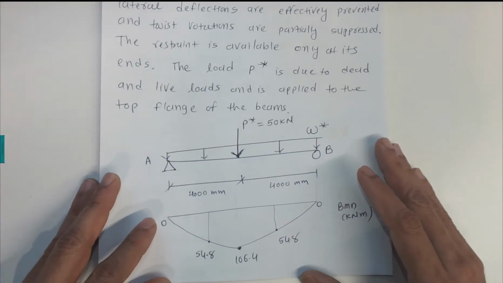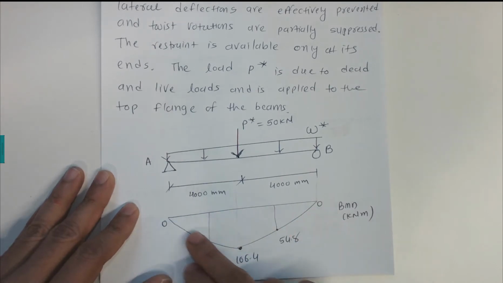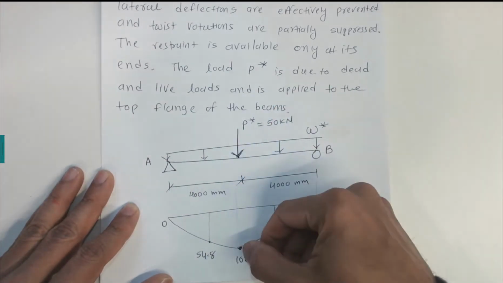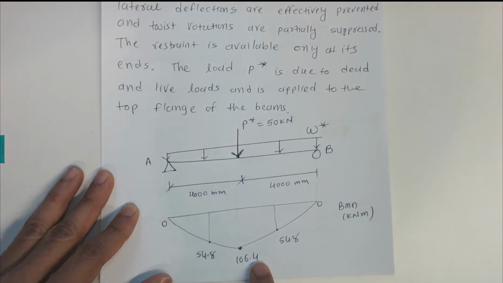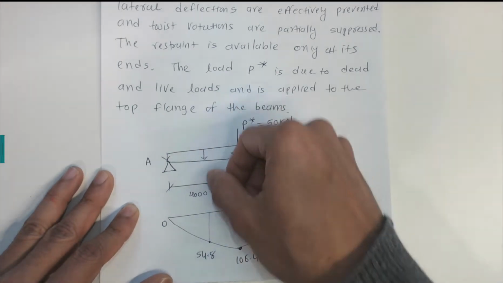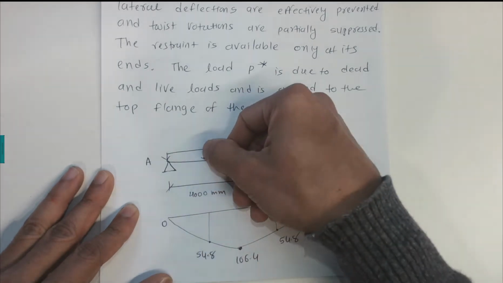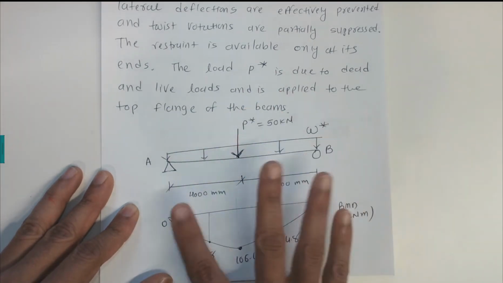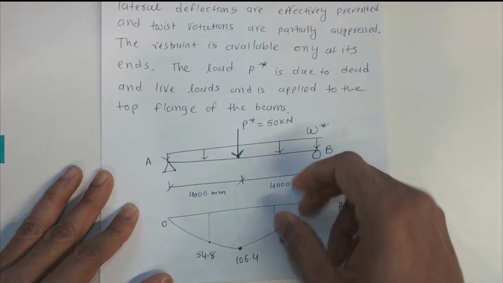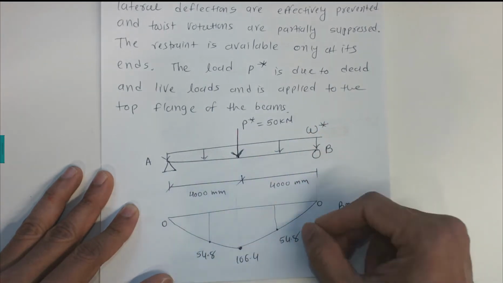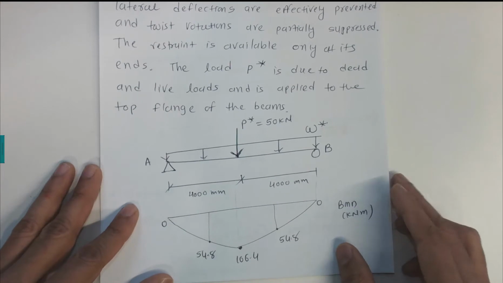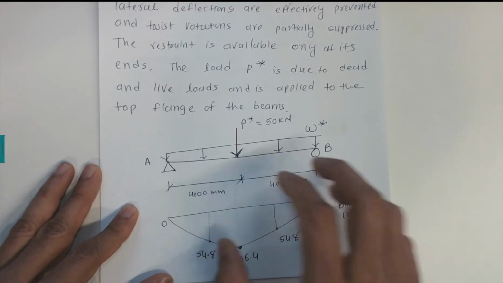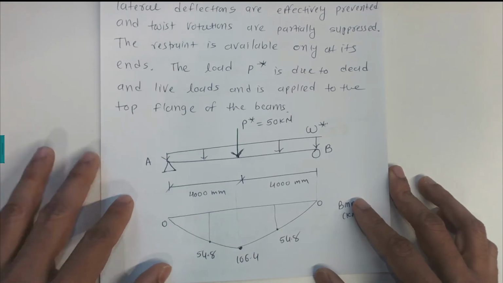Now in this example, the structural analysis will be given to you. Like this is the bending moment diagram. We can find the bending moment here, 106.4 at the middle, and we can also find it at the quarter point, like from 2000 millimeters we have 54.5, and it's symmetric. So around here, 6000 millimeters from here, we have 54.8 kilonewton meters. So that structural analysis will be given to you in the questions.